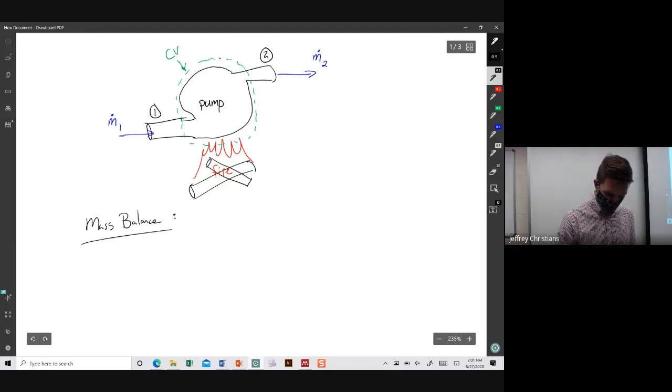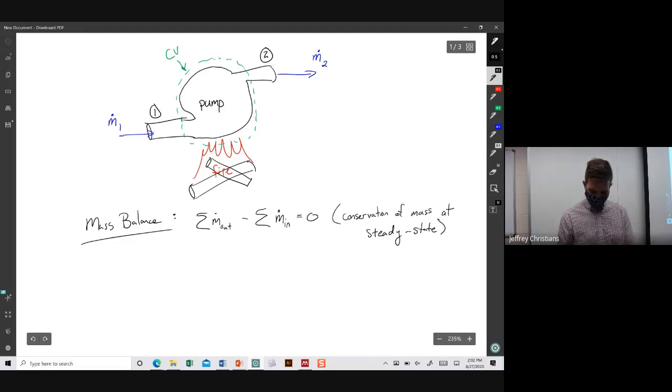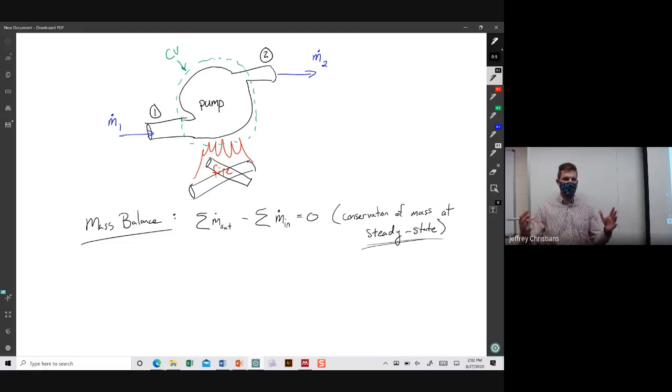So conservation of mass, we can write that as the sum of all the mass flow rate out minus the sum of our mass flow rate in must be equal to 0. This is conservation of mass at steady state. And I'll underline steady state because this is something that's not changing with time.